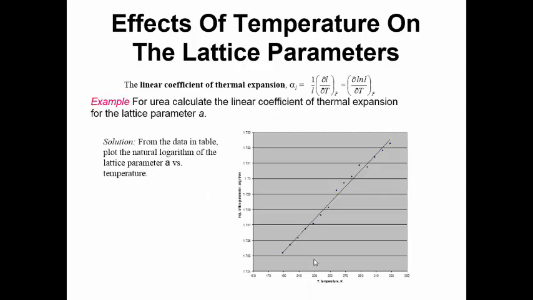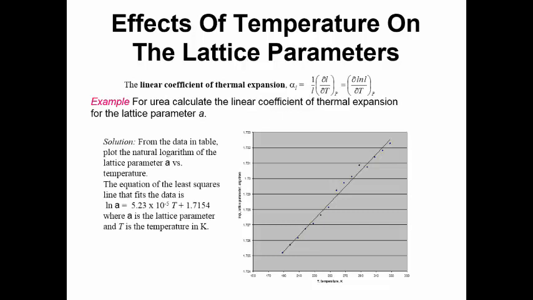Let's look at the actual data. We can run a least squares equation to fit the data, and from that we see that the slope is 5.23 times 10 to the minus fifth per degree Kelvin. Well, this is a very accurate way to measure the effect of temperature on lattice parameters.